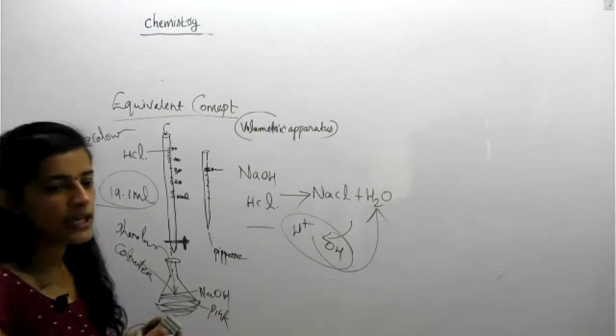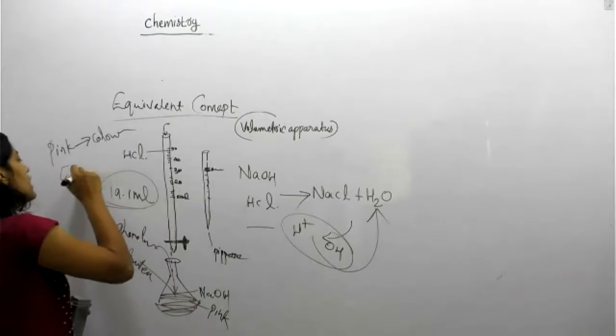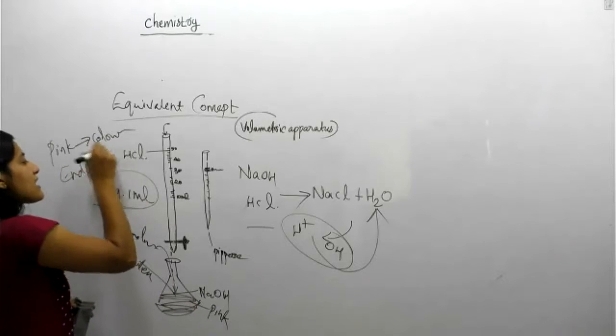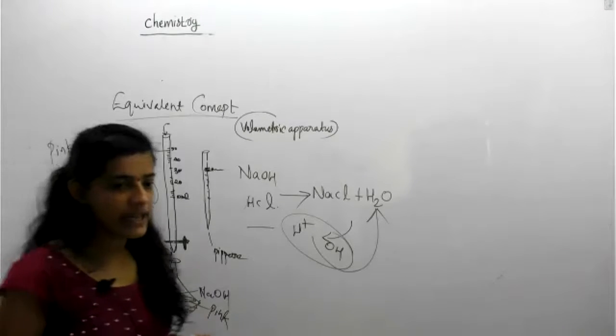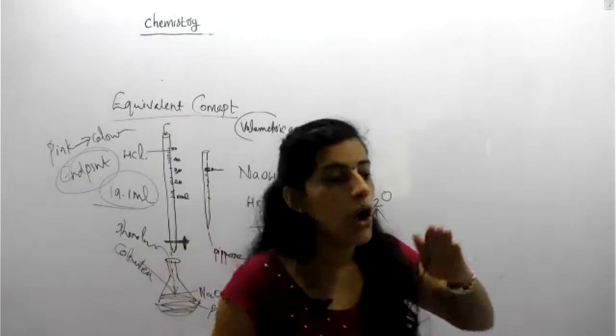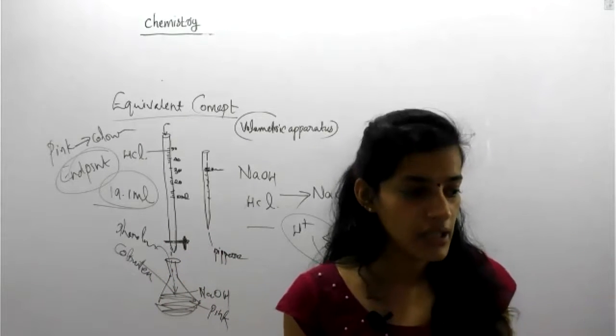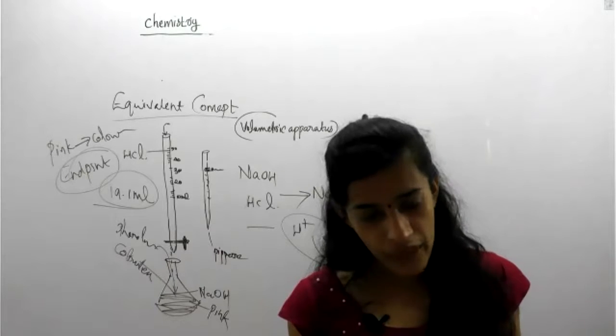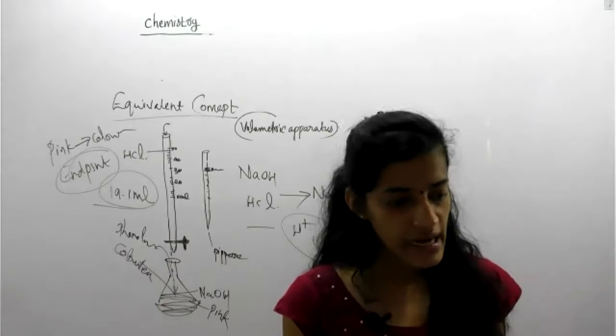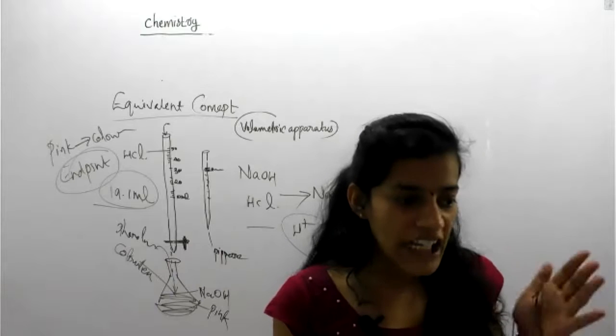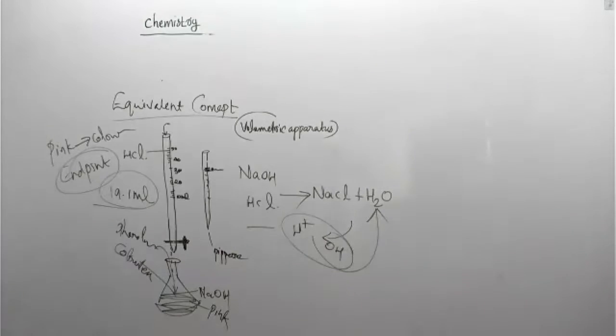So this is called the end point. This is called what? End point. It means neutralization is completely finished. That much H plus is combined with the OH ions of the base. The neutralization reaction has happened. Okay, so the end point means neutralization is done.